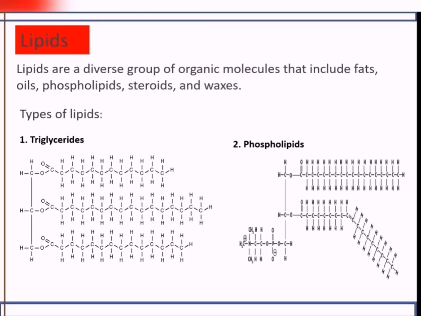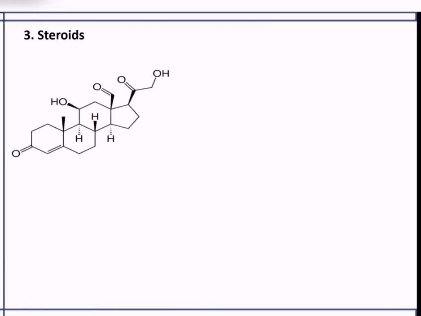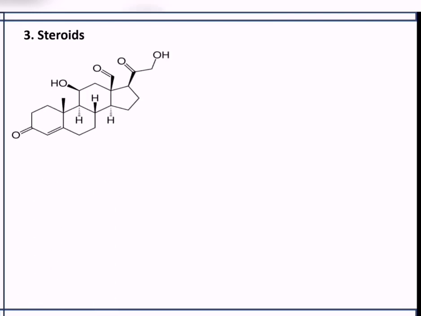The third one is steroids. Steroids are lipids that have a core structure of 4 fused carbon rings. Examples include cholesterol, which is a structural component of a cell membrane and a precursor to steroid hormones like testosterone and estrogen.